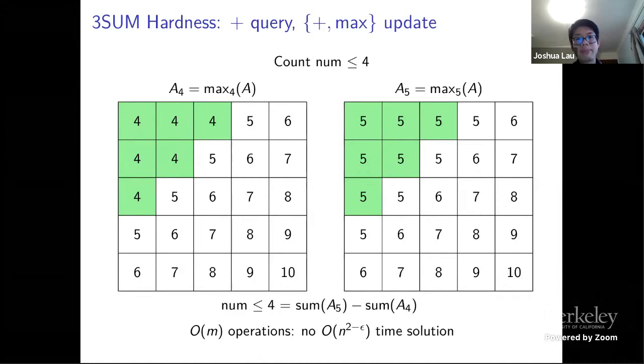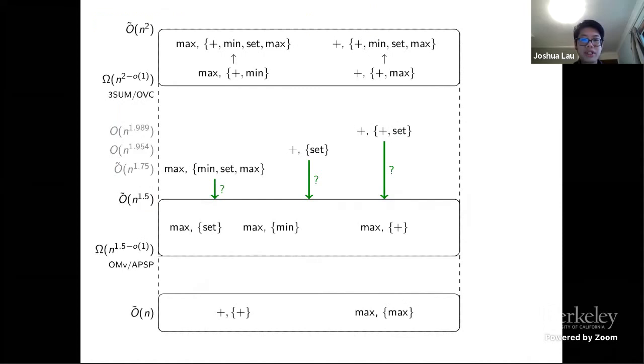Now, this is just one problem we consider in our work. We consider actually a sea of other different variations of our problem by considering different sets of updates and queries. So over in the top right, we have this plus update, max update, sum query variant that we considered. And we showed that under the three sum conjecture, there's no truly subquadratic time algorithm for this.